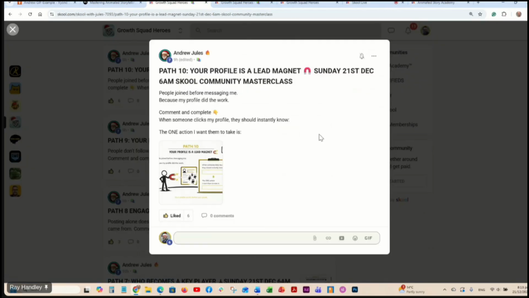And people join because now what we could do is I can screen share Ray this quickly, and I won't talk and Ray will talk instead because Ray knows about this, so he can deliver this. So we're gonna go enter full screen. Whoops, nope, wrong button. Share screen, allow screen sharing. There we go. And Ray's going to share his screen at any moment regarding path 10. Your profile is a lead magnet, and deliver on that because he understands how important it is. Yes.